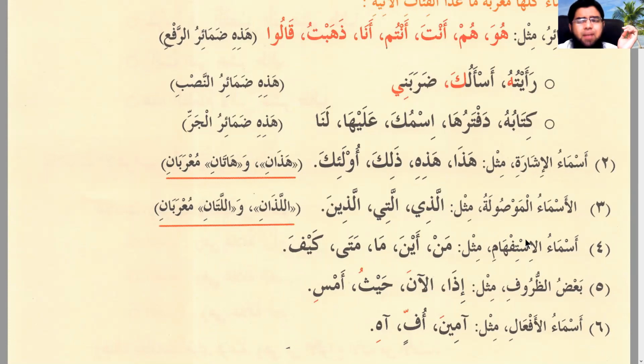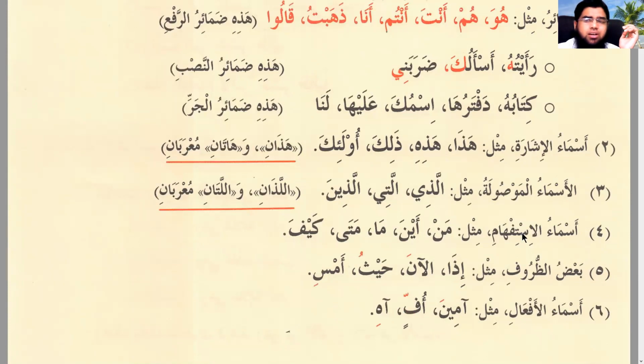Then asmaul istifham, nouns which are used for questioning. Not halful istifham, not the a or hal. Hal is a harf, it's not a noun. But man, who, aina, where, ma, what. And these are nouns. Mata, when. So all these: how, when, where, what, kaifa.